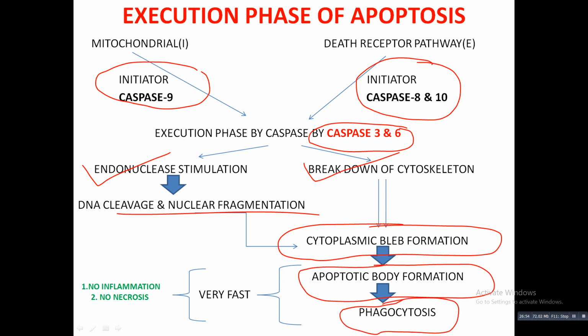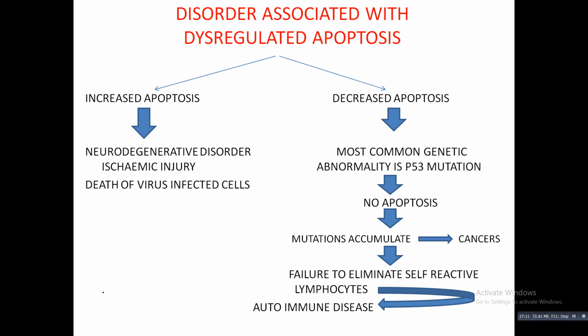Coming to certain disorders which are associated with dysregulated apoptosis. Let us see. Increased apoptosis is seen in certain neurodegenerative disorders, as a part of ischemic injury, and also death of virus infected cells. Okay, I repeat, increased apoptosis is seen in neurodegenerative disorder, ischemic injury, but we have to keep in mind the predominant form is necrosis, and only some parts of ischemic injury is apoptosis. Death of virus infected cells.